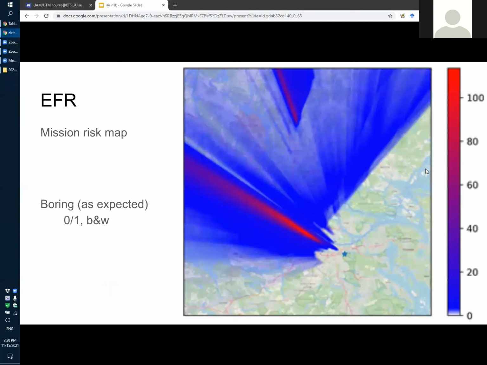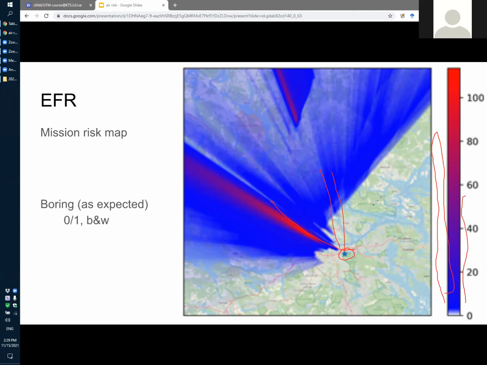And here is your mission risk map, if you will. Assume that this is the hospital from where you're starting out to fly. And then depending on where you fly, you have different fatality rates. Never mind the scale here, you know that the expected fatality rate should be kept below 10 to the -6, or 1 fatality per million flight hours. And here you have numbers like 20, 40, and 100, and so on.